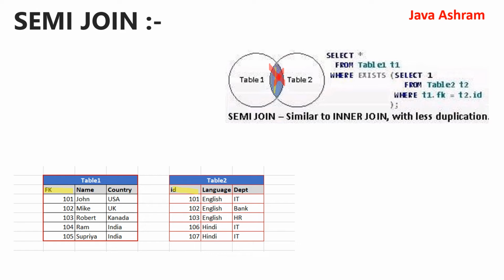And to use the semi join, we use the exists keyword here, right? With this less duplication, we can use the semi join to retrieve the data from two tables or more than two tables which have common data on that particular key.